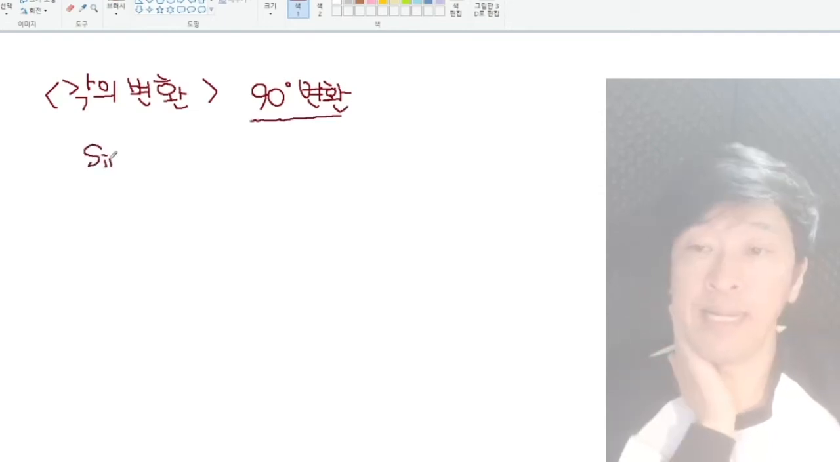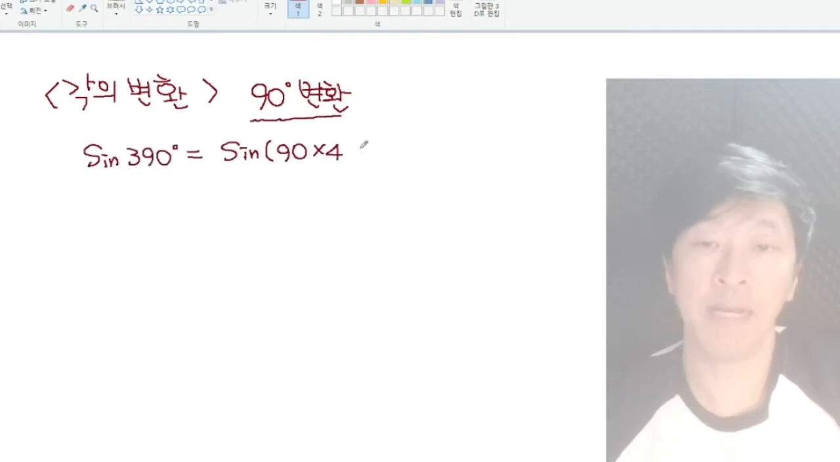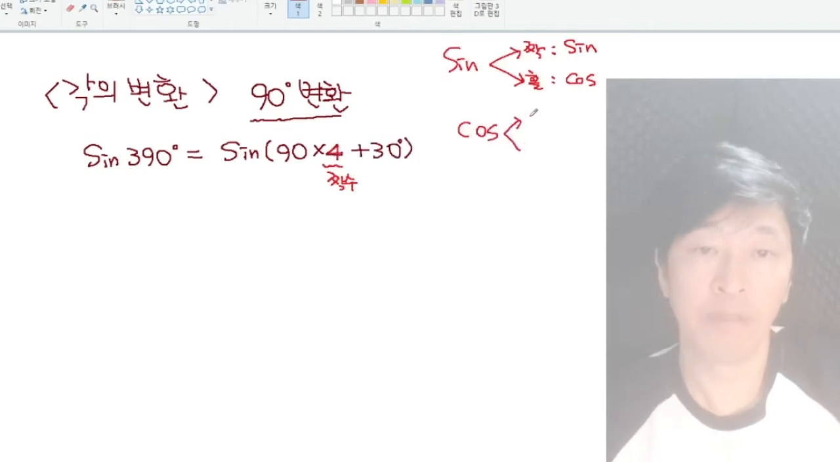Okay, sine, if it's 390 degrees. That's how it's interpreted. This one's 90 times 4 plus 30. If this is an even number, then for sine, interpret it as sine. Odd numbers are multiplying here. If it's odd, we interpret it as cosine. And cosine moves the same way, cosine.